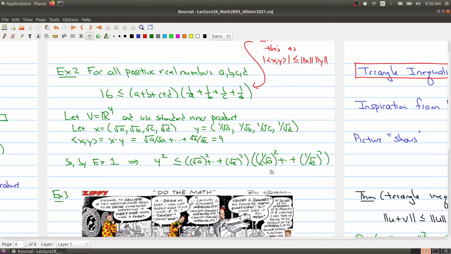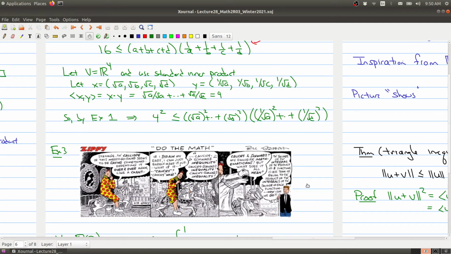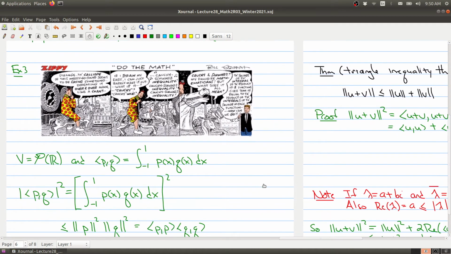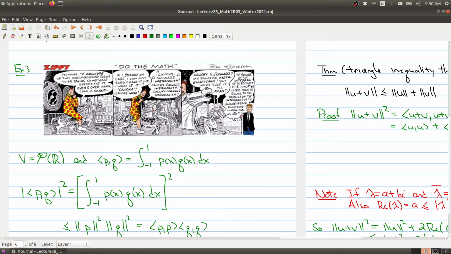Here's an old comic, and somewhere in here is a statement about Cauchy-Schwarz, which is right over here. It says the square of the integral of the product of two functions is less than or equal to the product of the integrals of the square of each function. That's quite a mouthful, and it's saying that that's what the Cauchy-Schwarz inequality is.